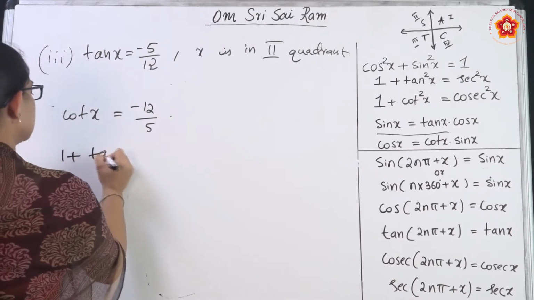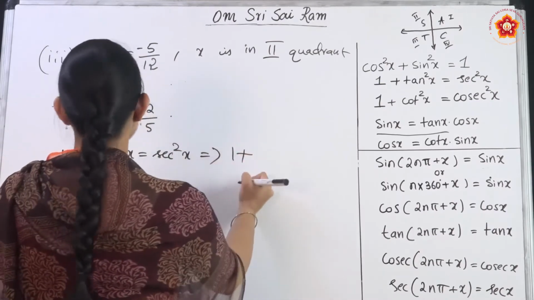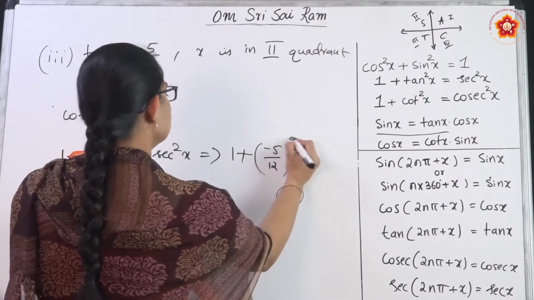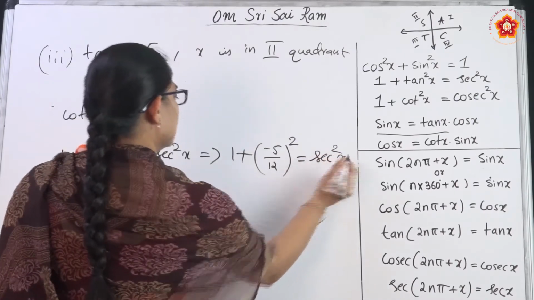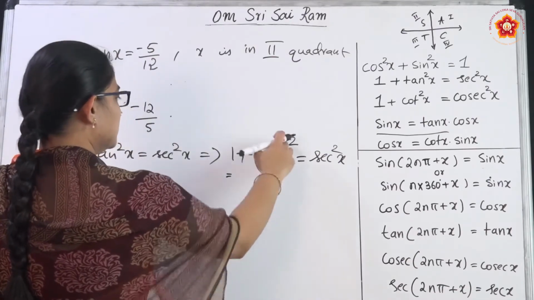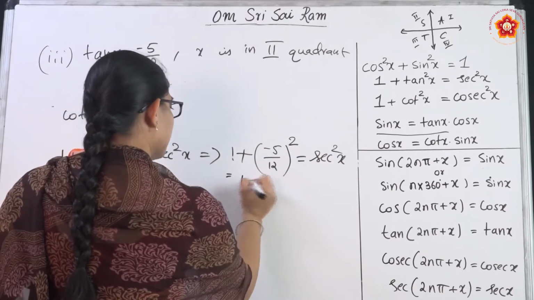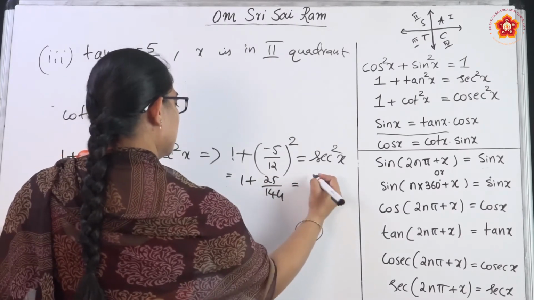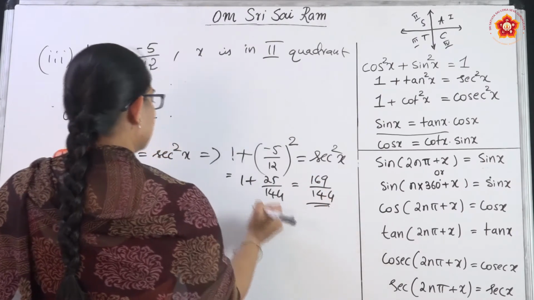So we have 1 plus tan square x is equal to secant square x. So this will imply we have 1 plus tan, which is minus 5 by 12, minus 5 by 12 square, is equal to secant square x. Now what is secant square x? Just simplify this. So if you simplify, you get the answer. So that is 1 plus 25 by 144, which is equal to 169 by 144. So this is secant square x.